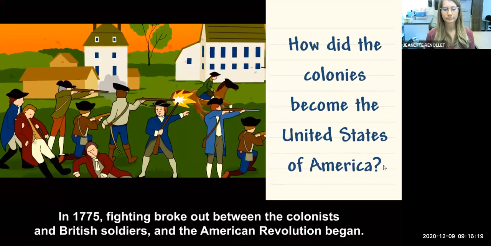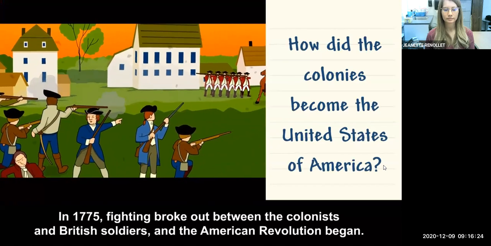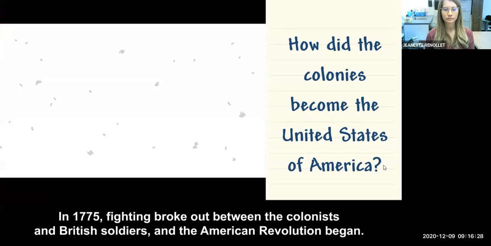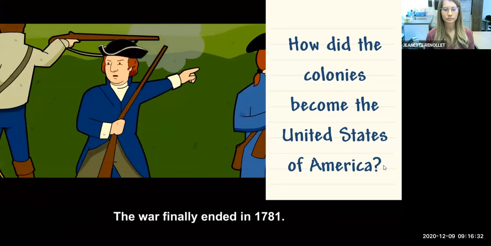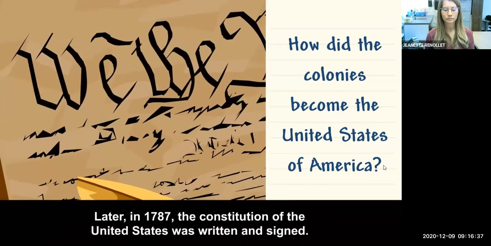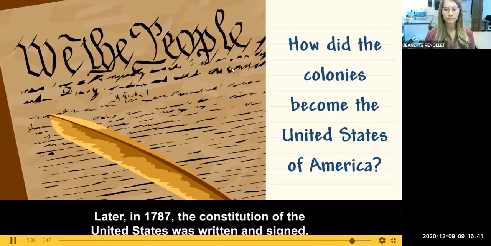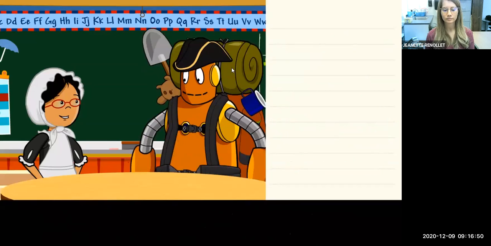In 1775, fighting broke out between the colonists and British soldiers, and the American Revolution began. The war finally ended in 1781. Later, in 1787, the Constitution of the United States was written and signed. The 13 colonies became the first 13 states of the United States of America.